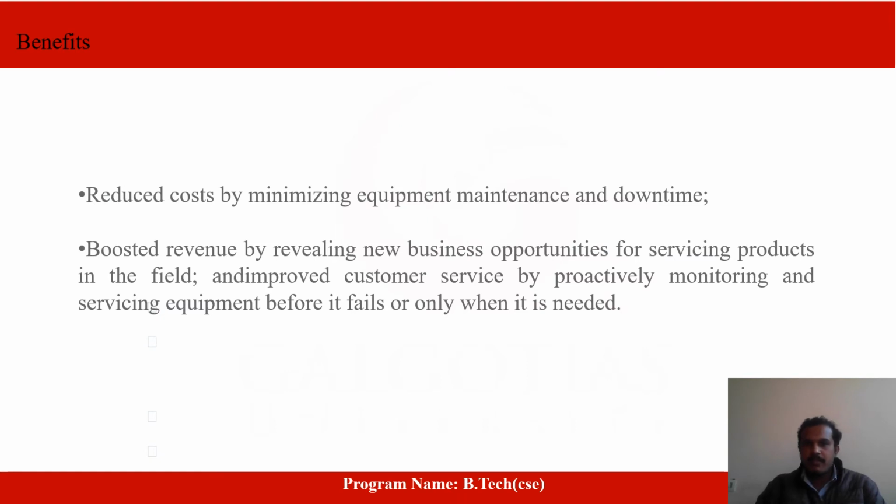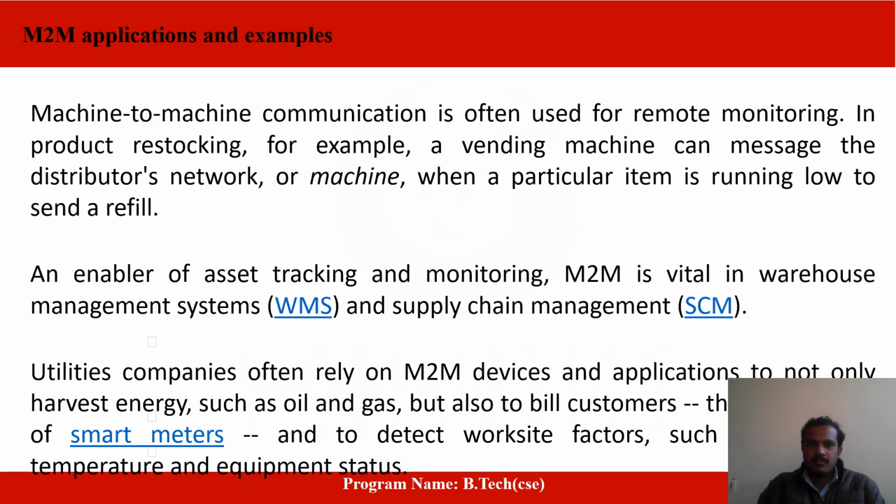It is generally an autonomic computing software programmed to help a network device interpret data and make decisions. The benefits of this machine-to-machine communication are to reduce cost by minimizing equipment maintenance and downtime, boosted revenue by revealing new business opportunities for servicing products in the field, and improved customer service by proactively monitoring and servicing the equipment before it fails or only when it is needed. The machine to machine applications and examples are described in this slide.